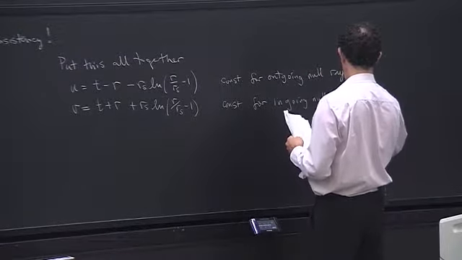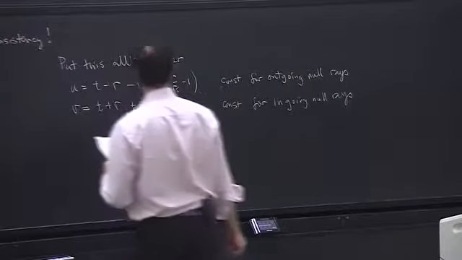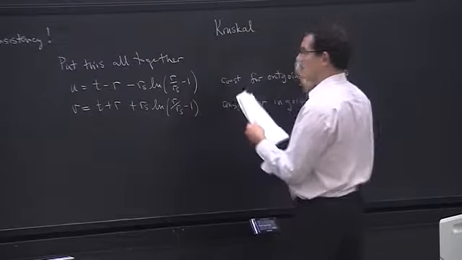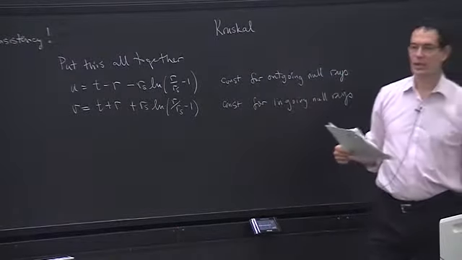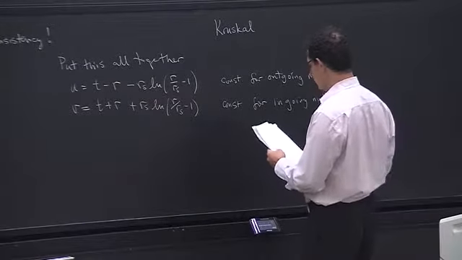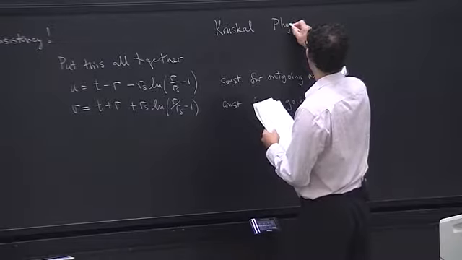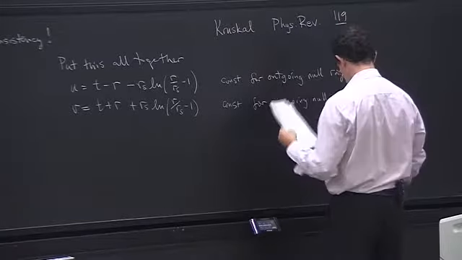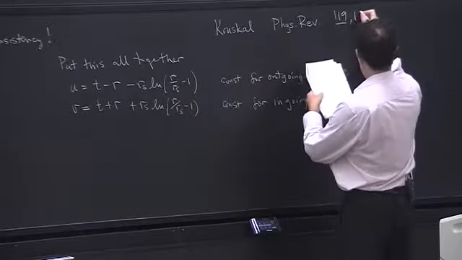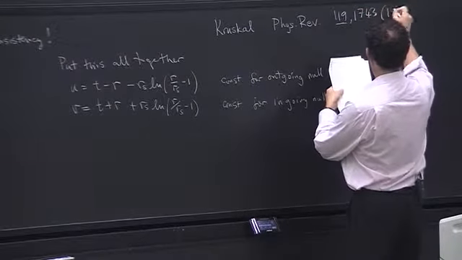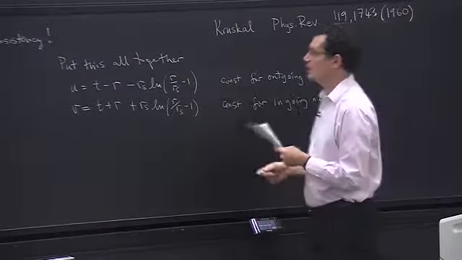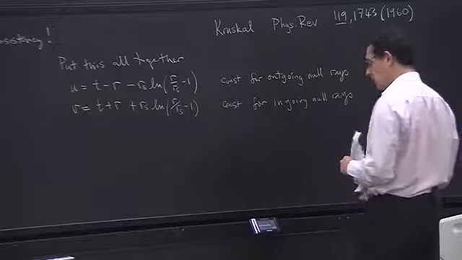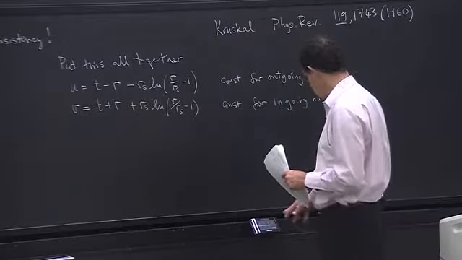And so the person who did this was Kruskal, Martin Kruskal. He later became famous in integrability, theory of integrable systems. And so it's Physical Review 119, 1743 in 1960. And so Kruskal said, okay, well, these are good coordinates, so let me change the whole metric to these coordinates.